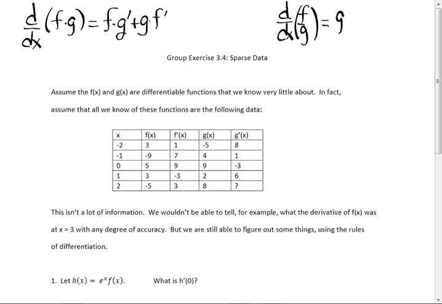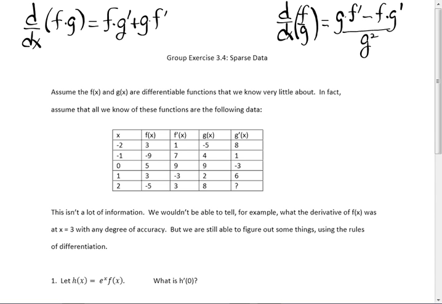Okay, so it's low d high minus high d low over the square of low we go. Now, I might have written g over f, but it doesn't really matter. That's all you need to know to do this little sparse data worksheet.